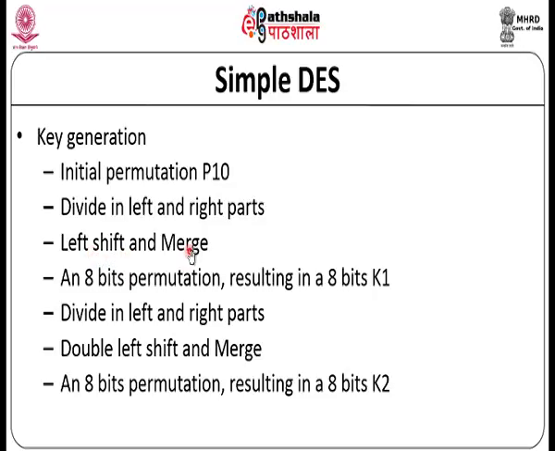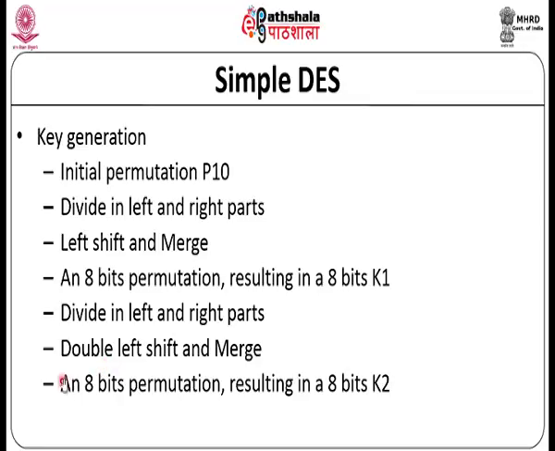shift and merge, and during the second round dividing and also an 8-bit permutation resulting in an 8-bit key, because we know for 2 rounds we require 2 keys, each of size 8-bit. Why do we need an 8-bit key? Because the input block is only 8-bit in size. So, we need to compress this 10-bit key to an 8-bit key so that we can do the encryption process.